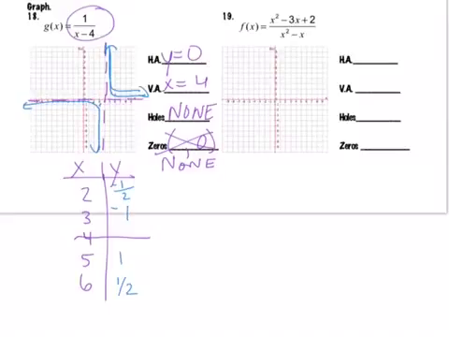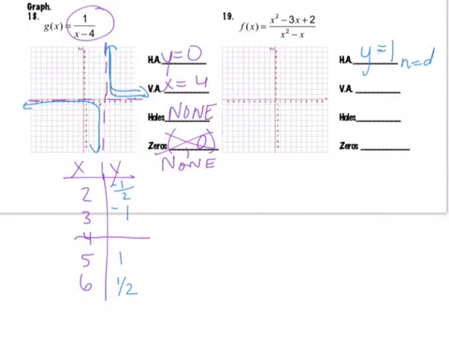Okay, and looking at number 19. So when I do this one, I'm looking at my horizontal asymptote, and n is equal to d, because my numerator and denominator degrees are equal. So when I have that, y equals 1.